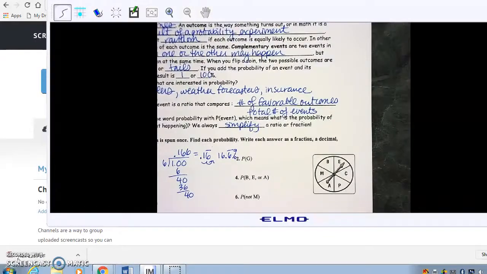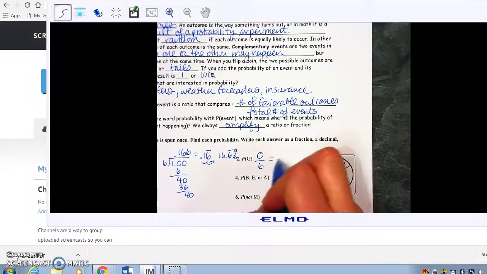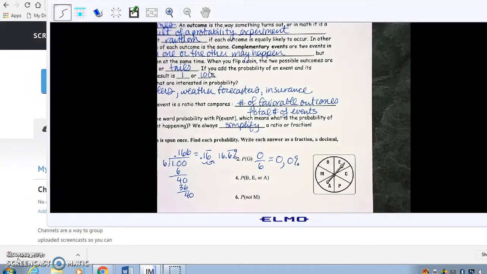What is the probability of spinning a G? How many G's do we see on the spinner? I see none. 0 out of 6. So what does that equal? 0. And 0%, of course. It's all 0.